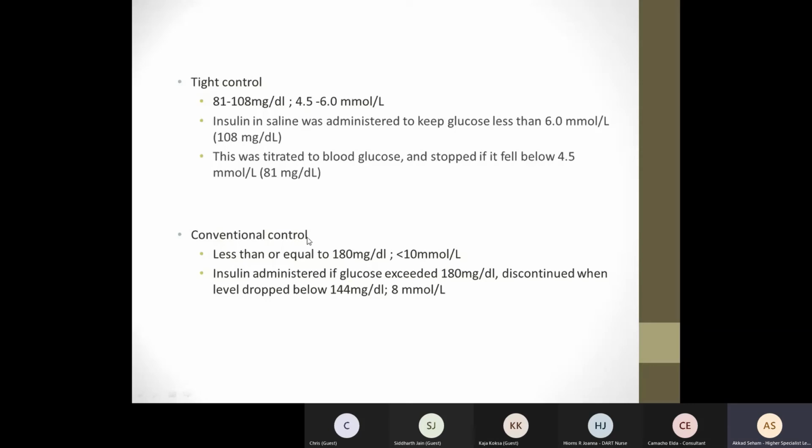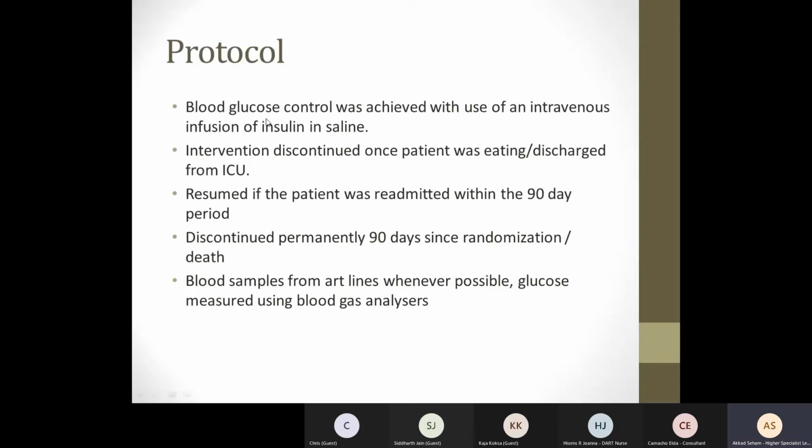And then the conventional control, basically they were just trying to keep the glucose below 10, and insulin was only administered if the glucose exceeded that, and then discontinued when it was less than 8 millimoles. The way that they did it was they used intravenous infusion of insulin in saline, and once the patient was eating and discharged from ITU, they discontinued the intervention, and then they resumed the same protocol if the patient was readmitted within 90 days, and this was discontinued 90 days after randomization or death.